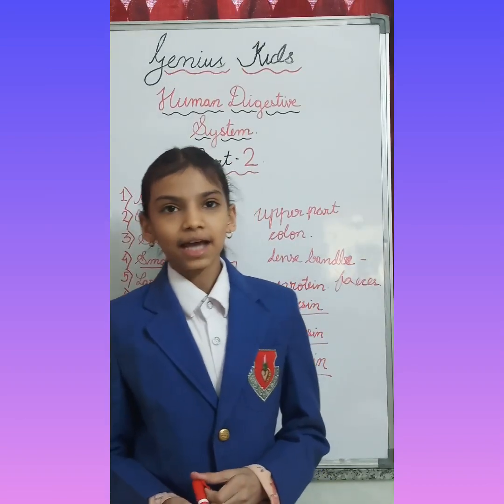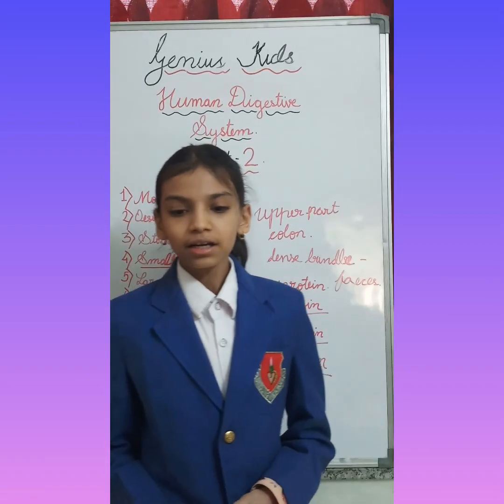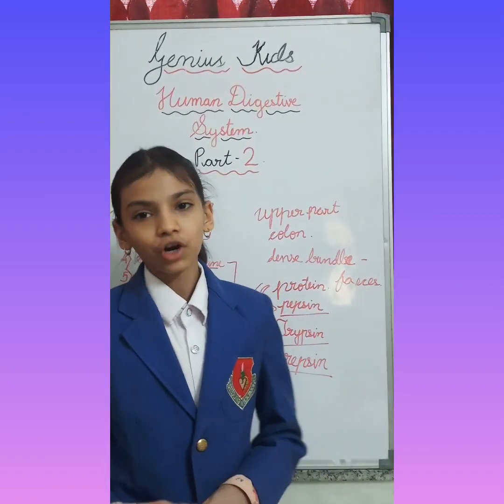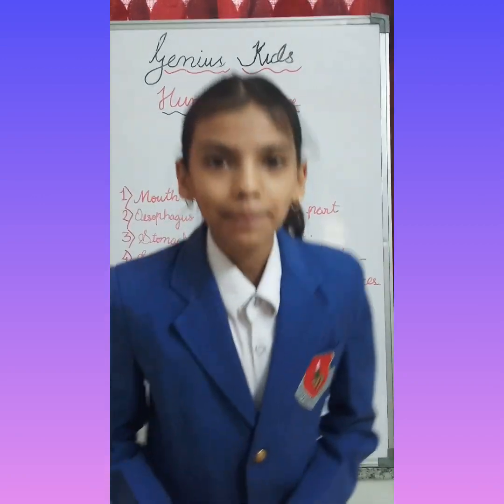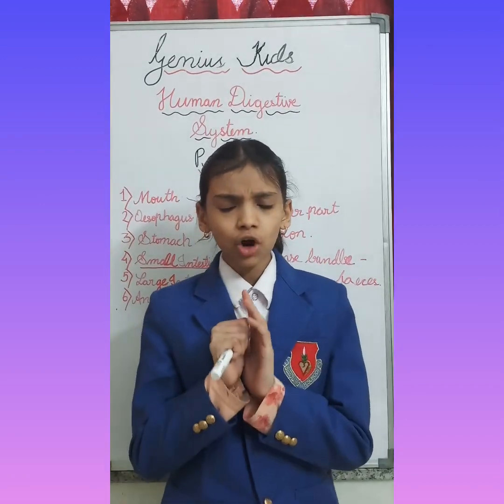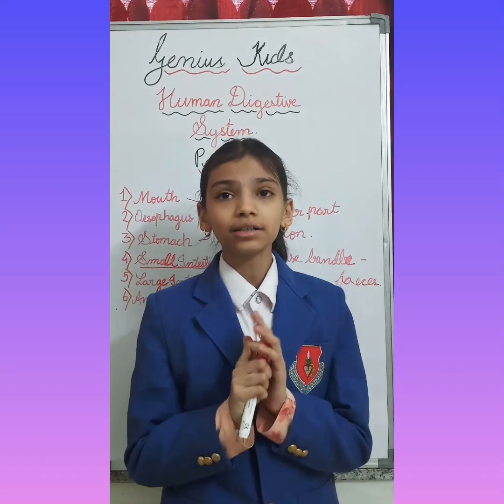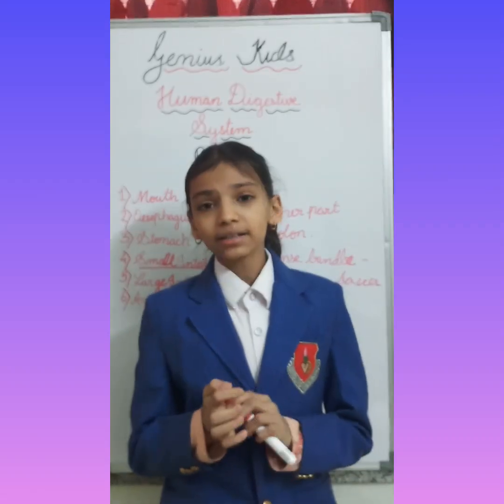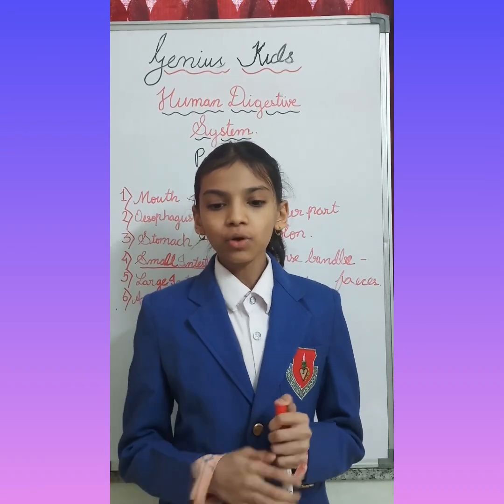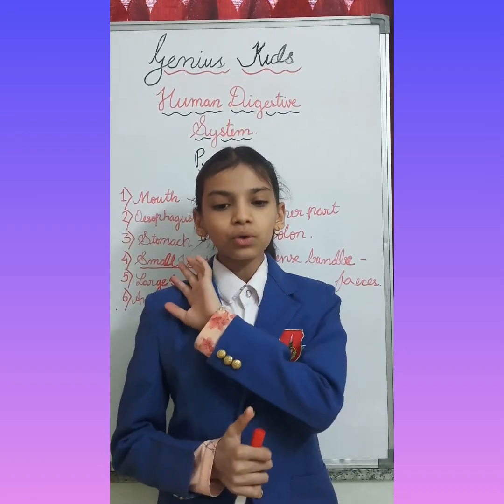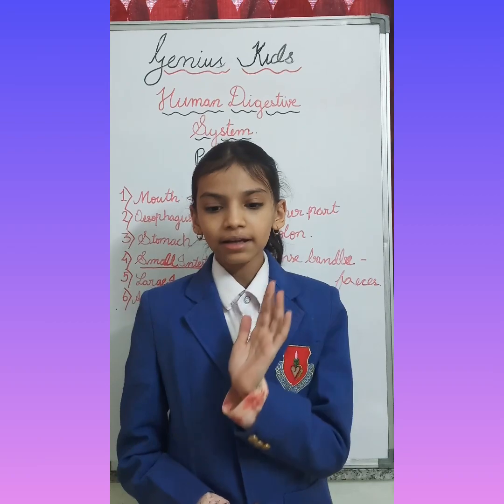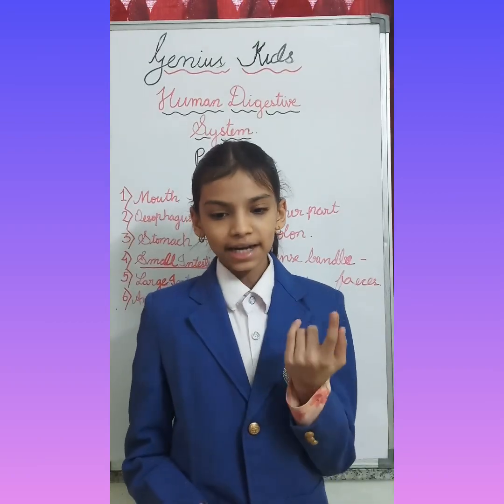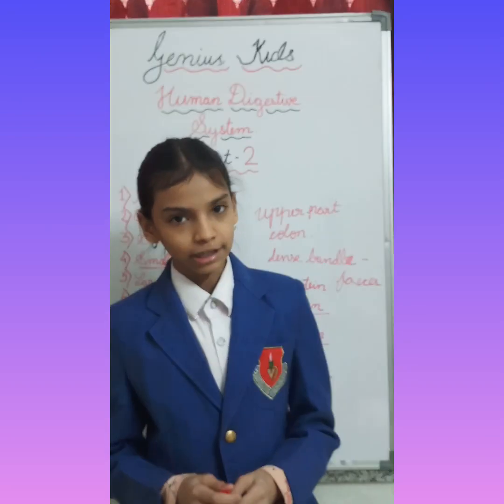The large intestine has a tiny tube with a closed end. What is it called? It is called the appendix. It does not play any role in digestion, and it does not seem to do anything. However, it can cause problems if it gets infected, and then it needs to be removed.